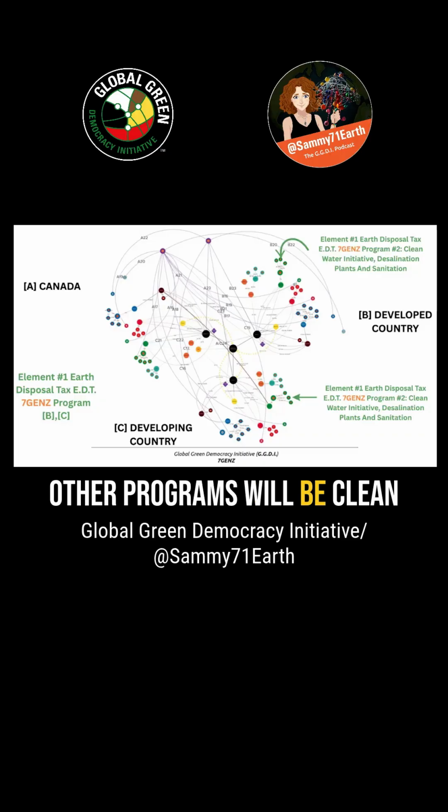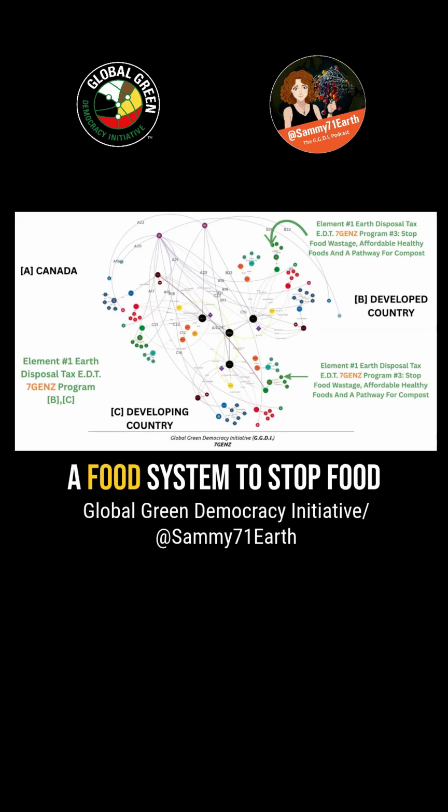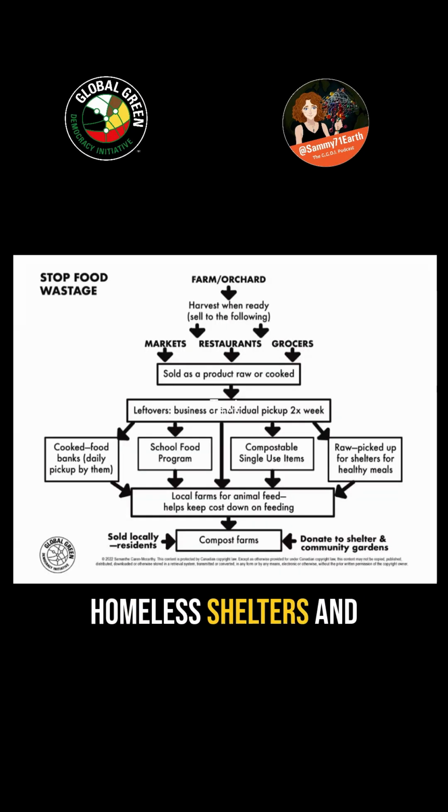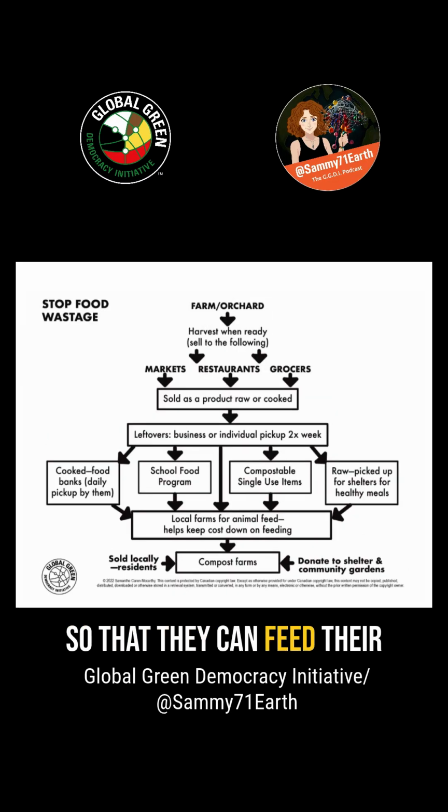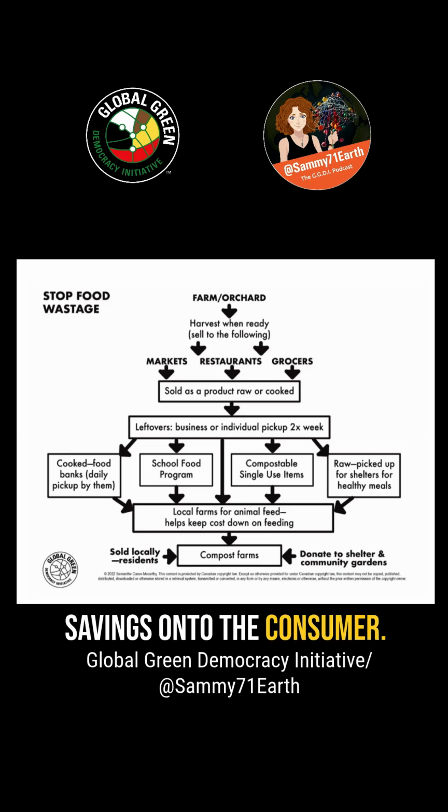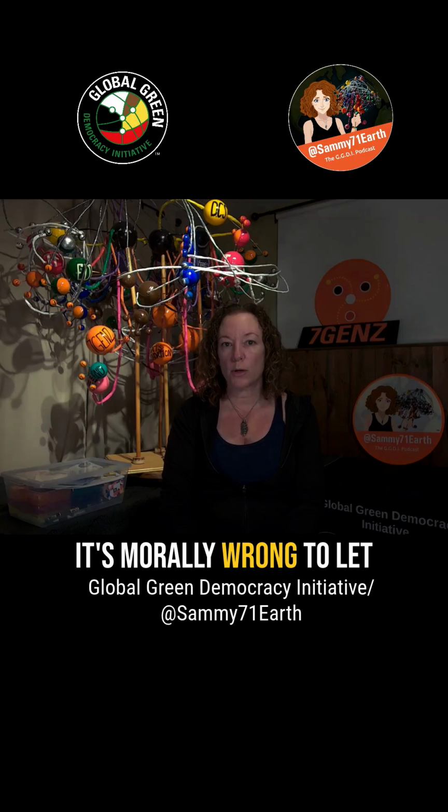Other programs will be Clean Water Initiative and building a food system to stop food waste and a pathway for composting, and taking care of high-risk populations in mind, for example schools, homeless shelters, and lowering farmers' costs by putting them in the pathway so that they can feed their livestock with healthy local foods and pass those savings on to the consumer. This investment is required so that we stop wasting food when people are starving.